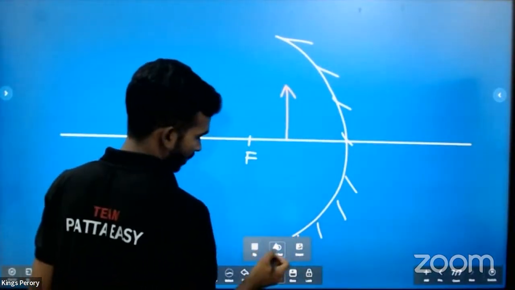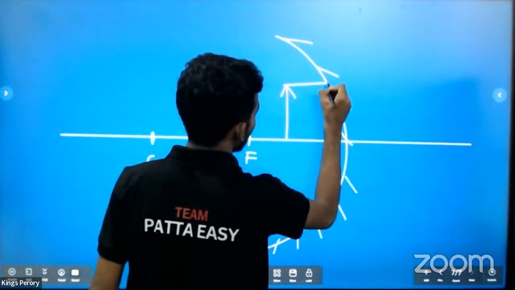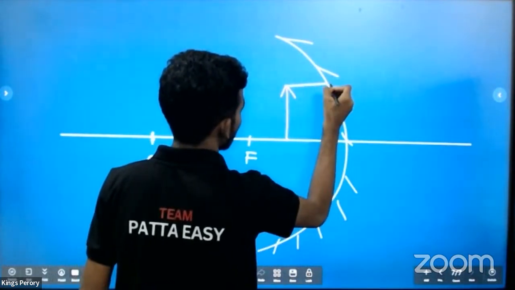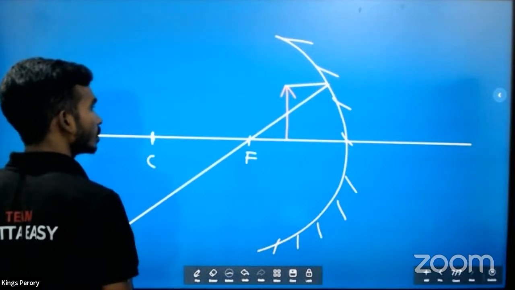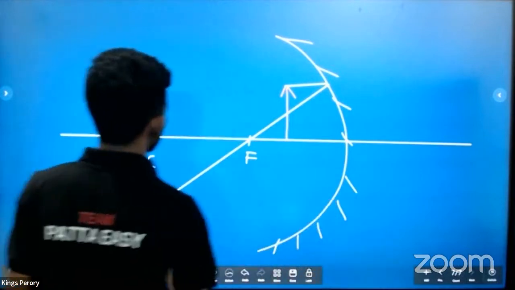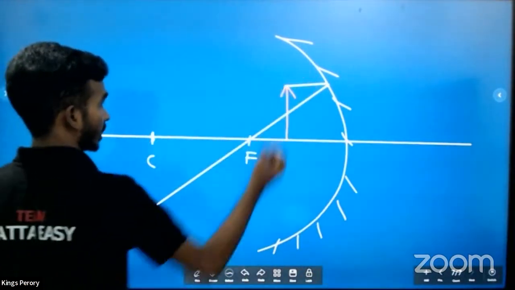First light ray, there you go. Parallel. Reflect and go through the focal. Second light ray through the center of curvature. Now it's coming correctly. There you go.